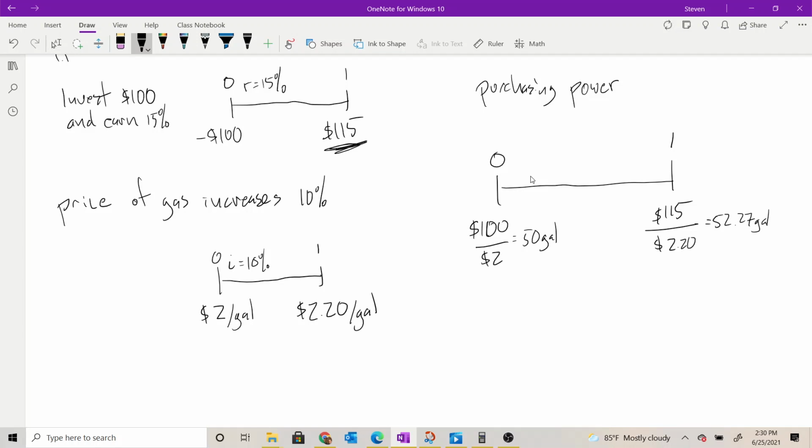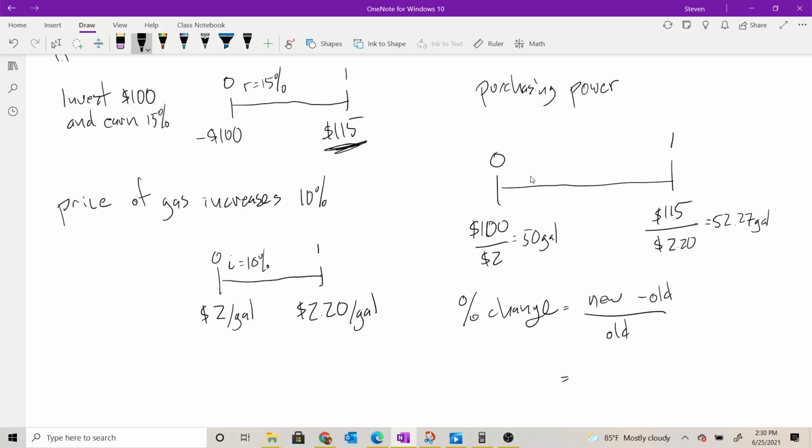Right, so we could buy 50 gallons of gas at the beginning with our $100, and then with our $115, we can buy 52.27 gallons. Now, what is the percentage change in the amount of gas that we can actually buy? Well, our percentage change formula, from one of the first algebra classes you took, is the newest value minus the old value divided by the old value, or the value you started with.